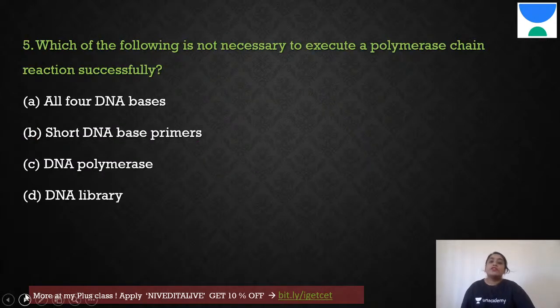Next one. Which of the following is not necessary to execute a polymerase chain reaction successfully? All four DNA bases, short DNA primers, DNA polymerase, or a DNA library. So what do you think the answer is here?